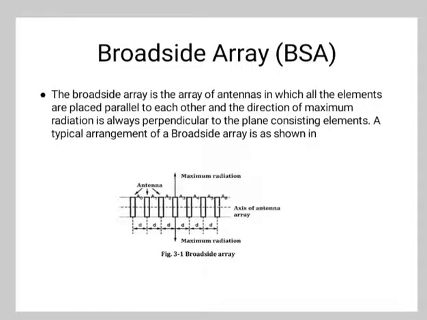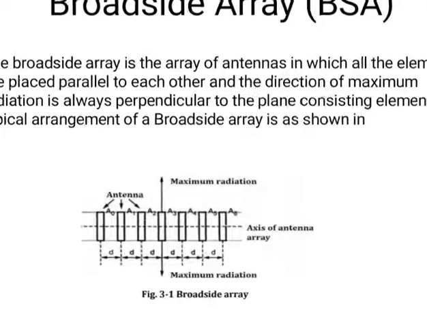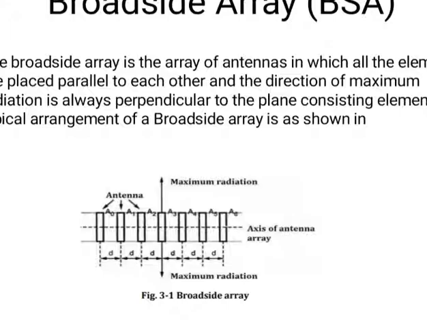Next is the broadside array. The broadside array is an array of antennas in which all the elements are placed parallel to each other and the direction of maximum radiation is always perpendicular to the plane consisting of the elements. A typical arrangement of the broadside array is shown here. It consists of the antenna, maximum radiation, axis of the antenna array and maximum radiation.